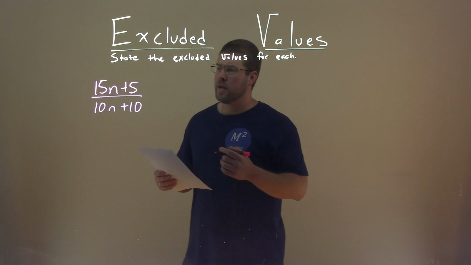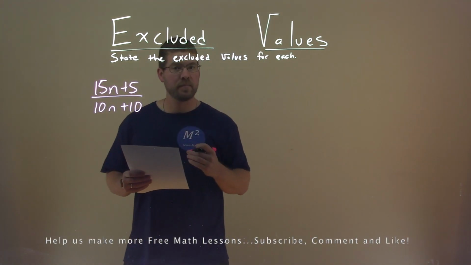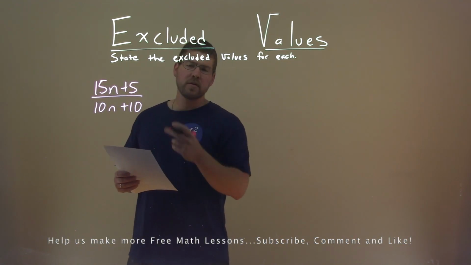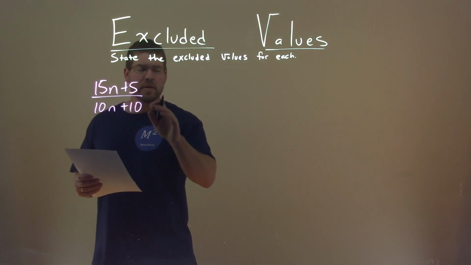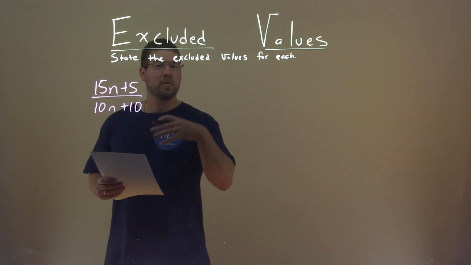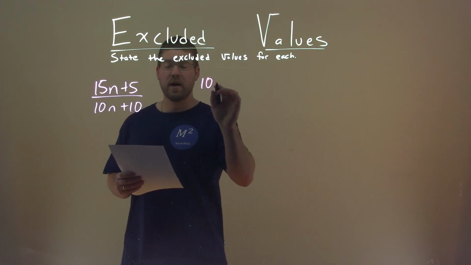We're given this problem right here, 15n plus 5 over 10n plus 10, and we want to find the excluded values. Well, this is a rational function right here, and we're dividing. We know we cannot divide by 0 though. So when this denominator is equal to 0, we can't do that. So let's go find those values.